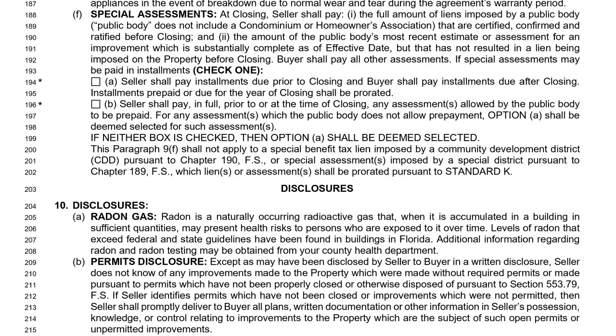Line 188 has to do with special assessments. Special assessments are from public bodies and municipalities. They are not condo or homeowners associations. So, for example, the city puts in a bunch of new street lights and puts a special assessment on your taxes for the new street lights. That is what is being addressed here. In most cases, the seller will pay installments before closing and the buyer will pick up installments after closing.